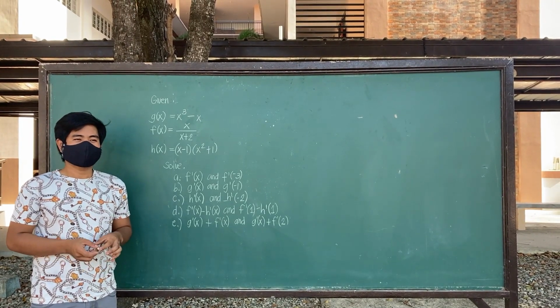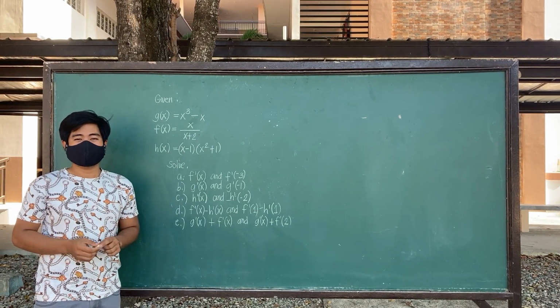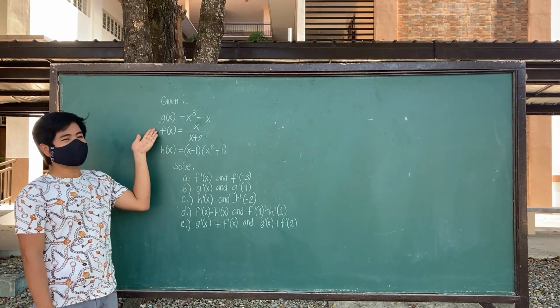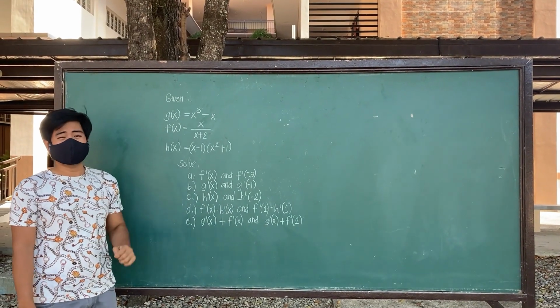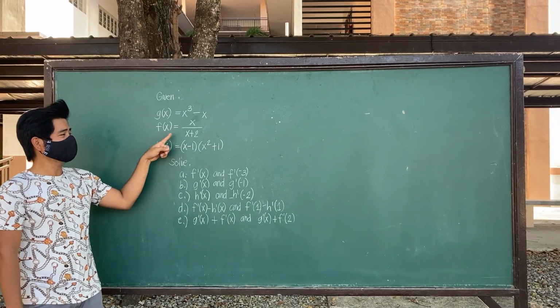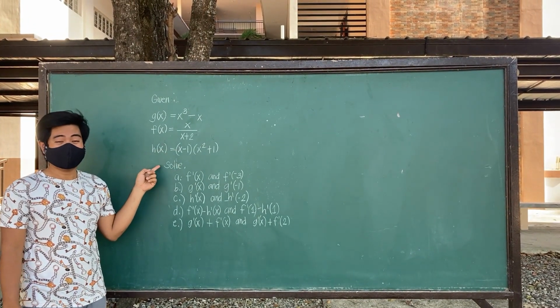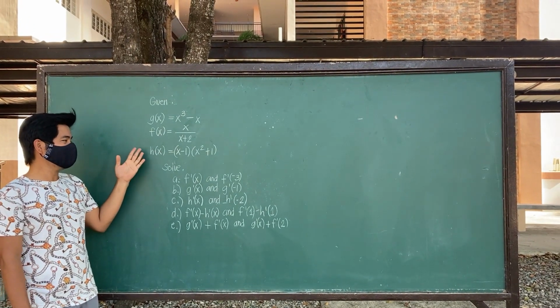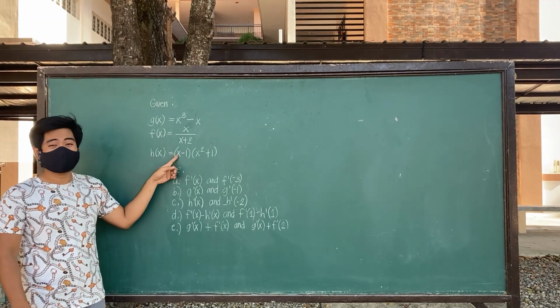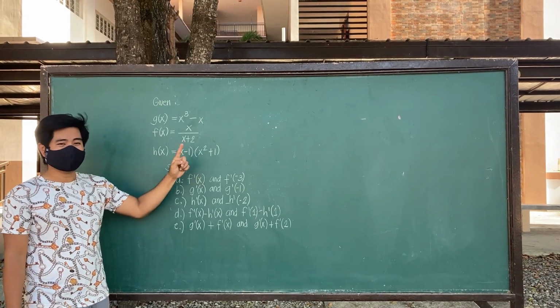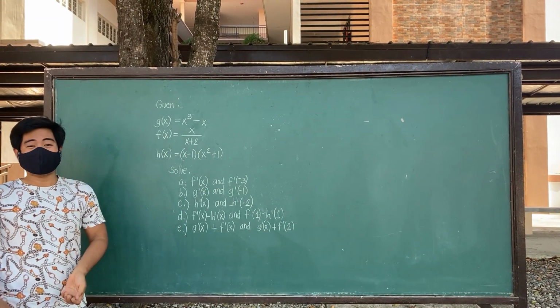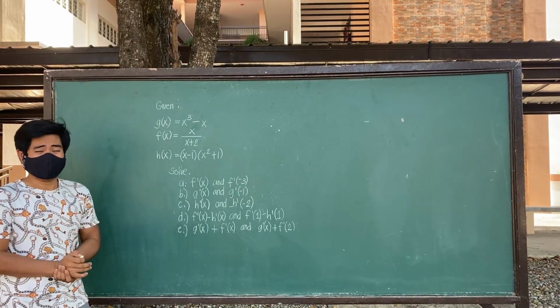I am going to discuss the answer key of the pretest. We have the given g of x is equal to x cubed minus x, which is a cubic function. f of x is equal to x over x plus 2, which is a rational function. And the other, h of x is equal to the product of x minus 1 times x squared plus 1, which is a cubic function after getting the product.